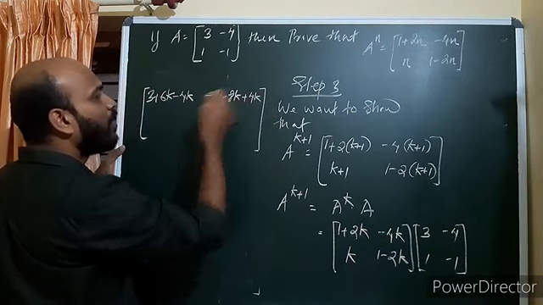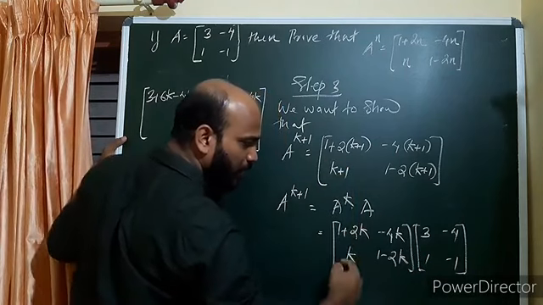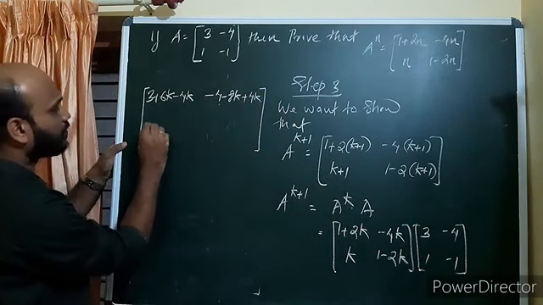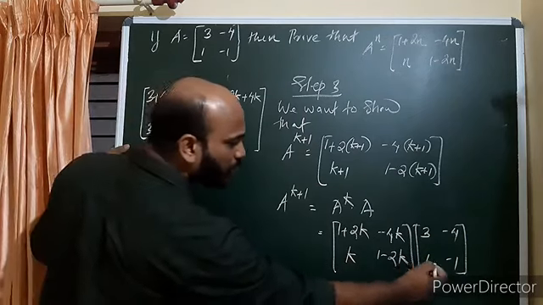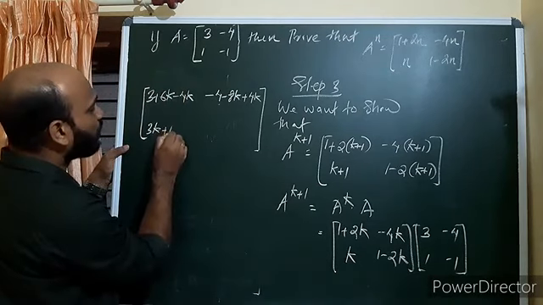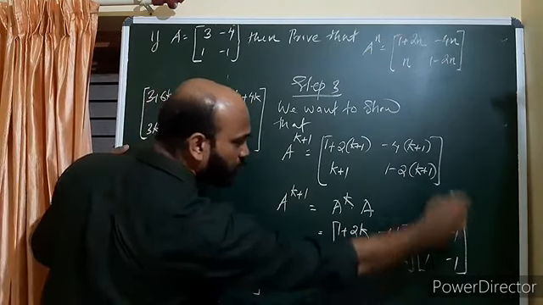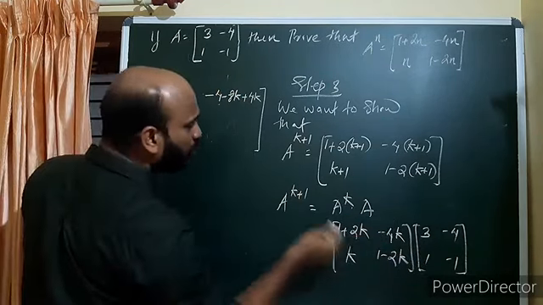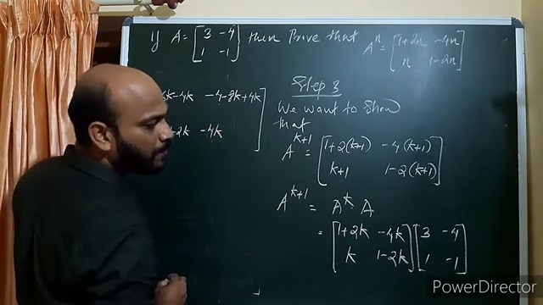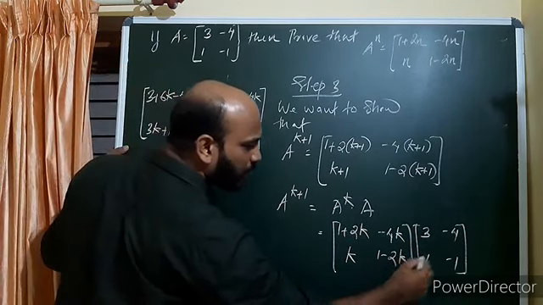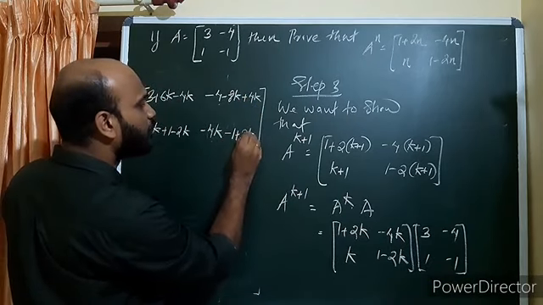That is A12. Now A21, second row and first column you have to multiply. k into 3. That is 3k. Then 1 minus 2k into 1, plus 1 minus 2k. Okay. Now A22, second row, second column. Minus 4 into k. Minus 4k. Then 1 minus 2k into minus 1. That is minus 1 plus 2k.